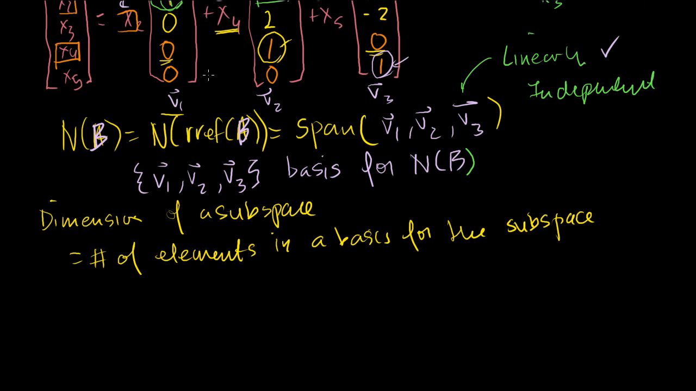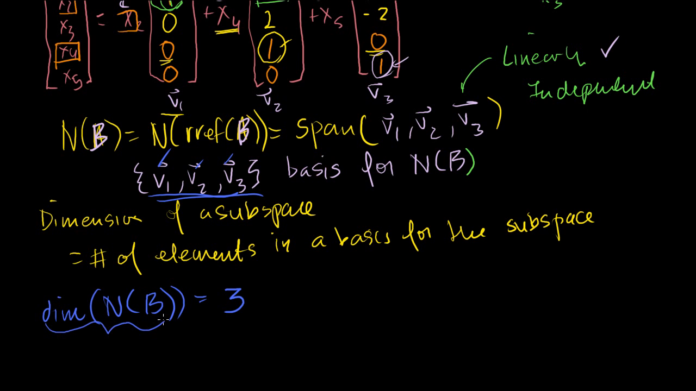So my question to you now is, what is the dimension of my null space of B? Well, the dimension is just the number of vectors in a basis set for it. Well, this is a basis set right there. And how many vectors do I have in it? I have 1, 2, 3 vectors. So the dimension of the null space of B is 3. Or another name for the dimension of the null space of B is the nullity. The nullity of B. And that is also equal to 3.